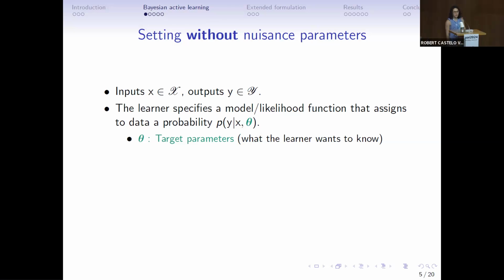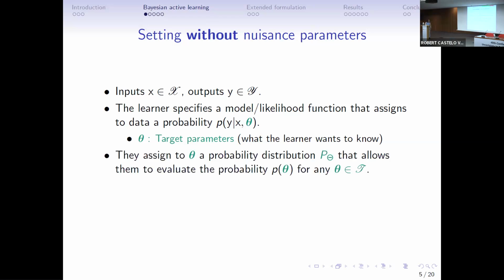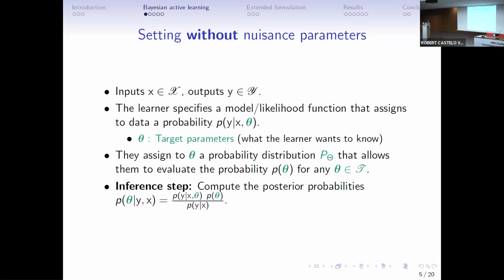What is the probability of my outputs Y given my inputs X and theta? I'll refer to theta as your target parameter. The goal of learning here is to learn the value of theta. Because this is a Bayesian method, we'll assign to theta some prior probability distribution, so you can assess the prior probability P of theta for any allowed value of theta.